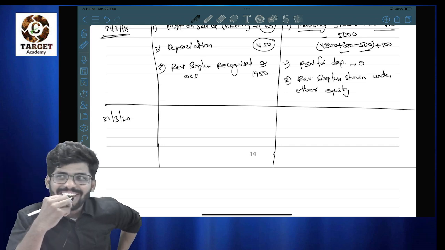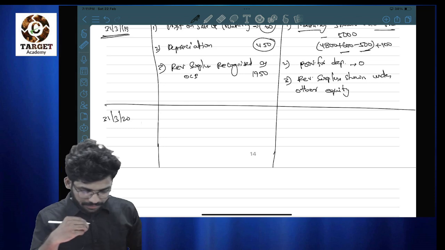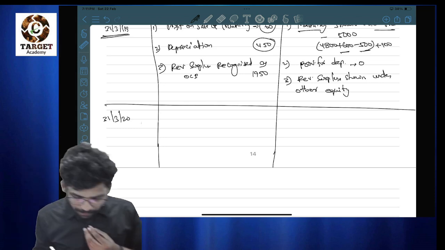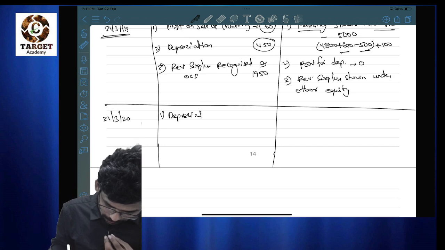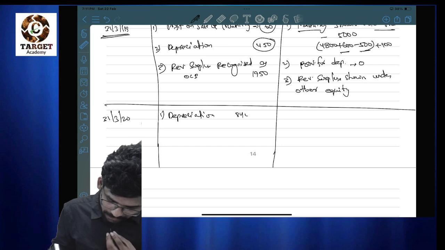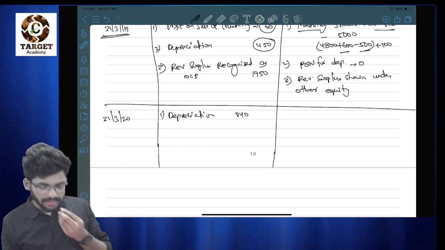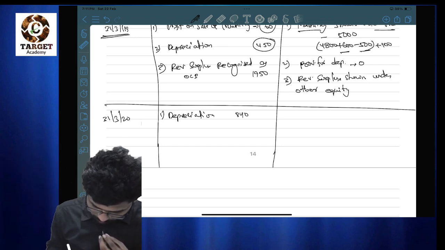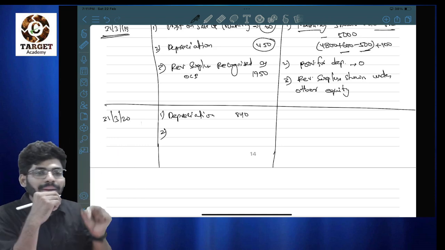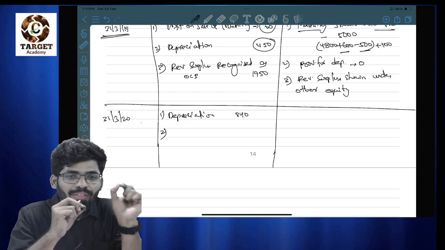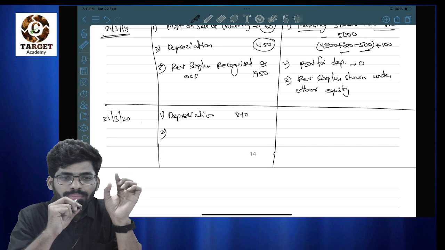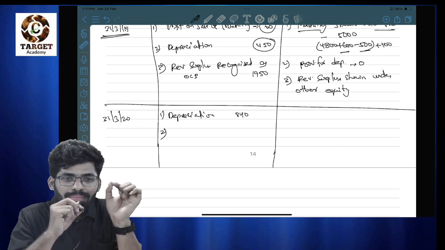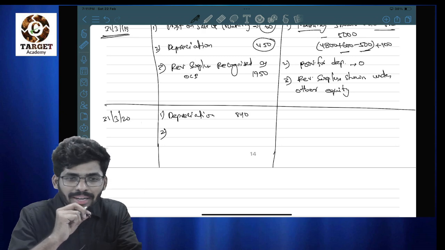31st March 2020. Next. Now what is the depreciation? Second year depreciation 840. Next, impairment loss. How much? What is the treatment of impairment loss in the P&L statement? Basically, what is the entry? P&L to impairment loss.